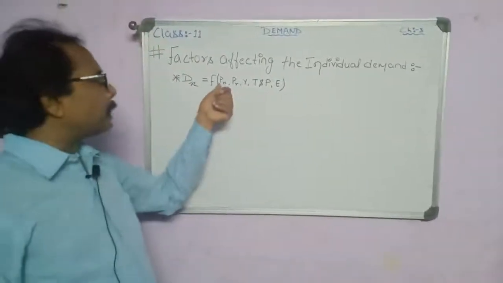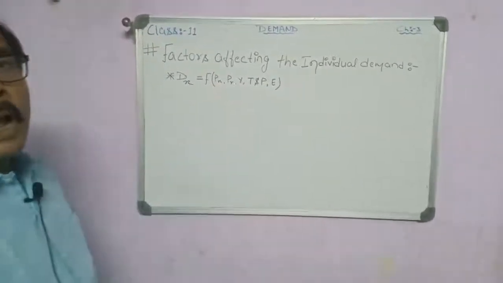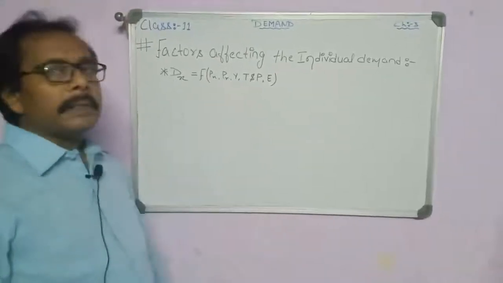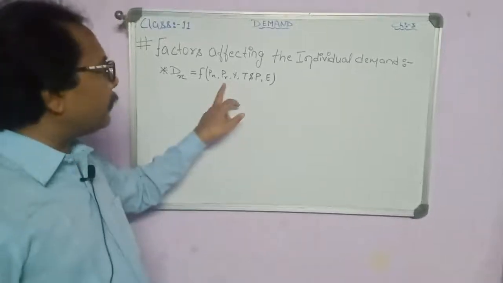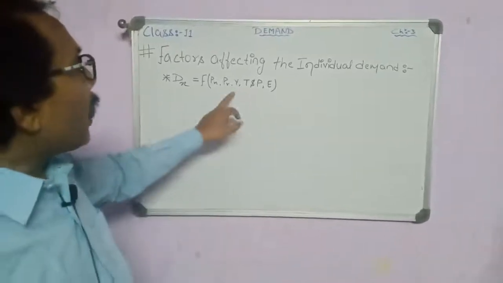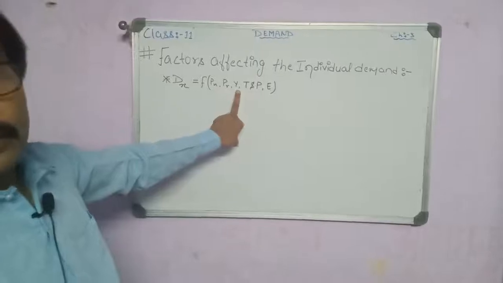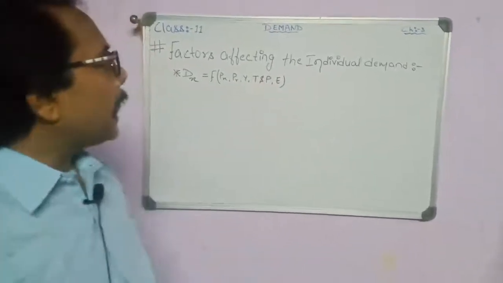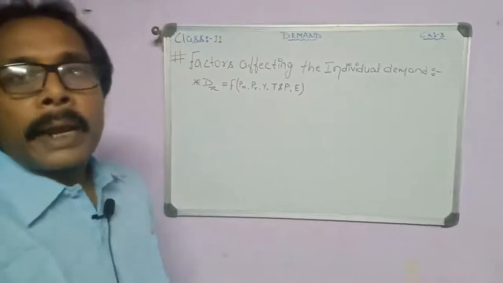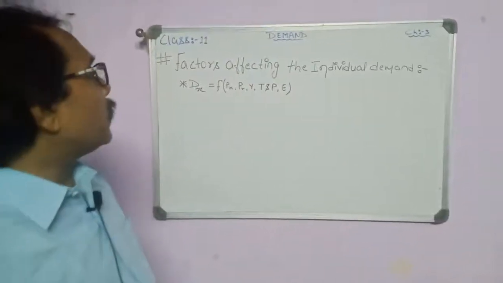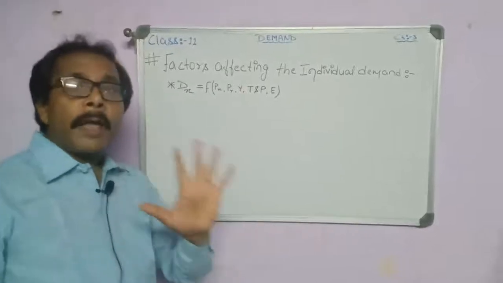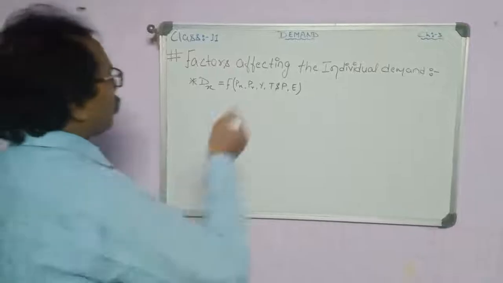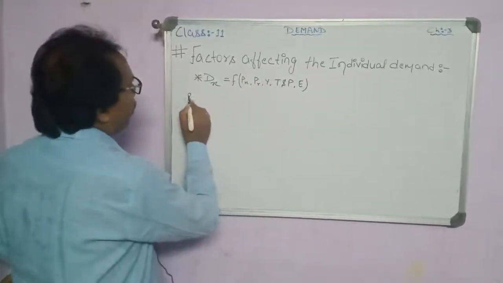So the first factor is Px. Px means price of x commodity. Next is Pr, that is the price of related commodity. Y, that is the income of the consumer. T and P, taste and preference, and E is the future expectations. So here I have taken 5 main factors. So how does it affect the demand? Look, point number 1, that is the Px.